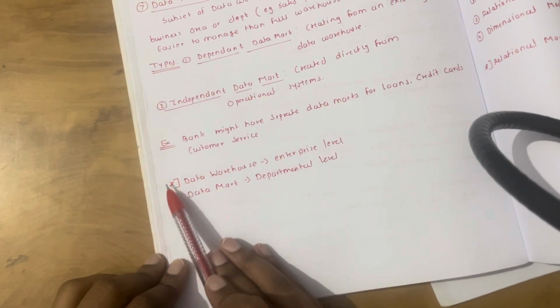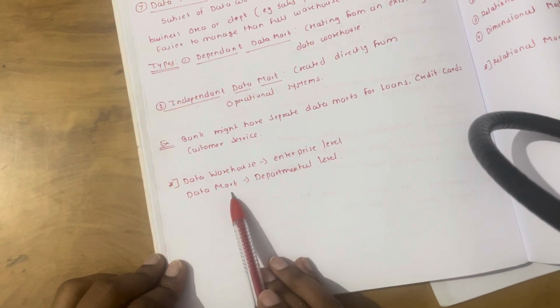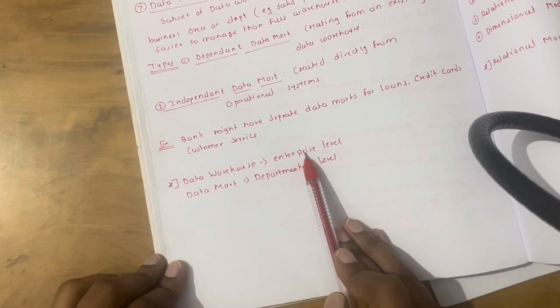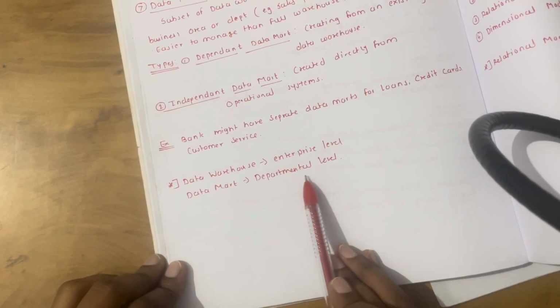Here is an important point about data warehouse and data mart. A data warehouse is enterprise level and a data mart is departmental level.